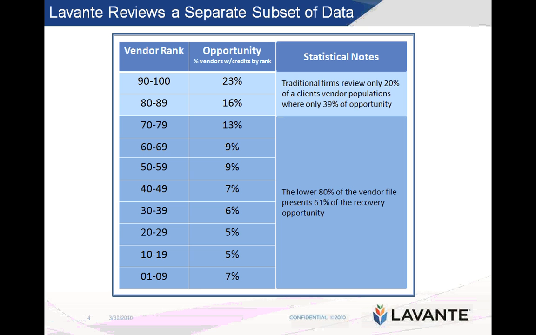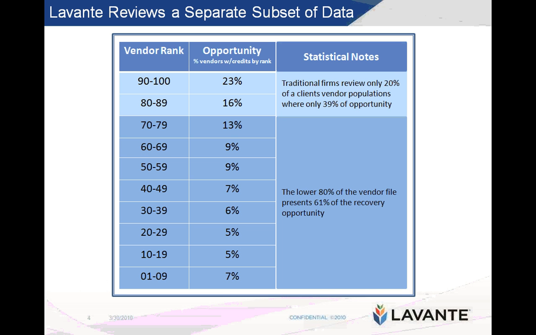If we break your vendor file into 10 percentiles, you can see the left column, which shows your smallest vendors at the bottom, represented by the 1 through 9 rank, and then the largest vendors, the vendors that you do the most spend with, the 90s through 100s. You can see that in the top 10 percentile, 23% of your recovery opportunity is taking place, and then in the next 10 percentile, another 16% of the recovery opportunity is taking place. Now, if you take the high end of our benchmarking survey and say recovery audit providers are looking at your top 20% of spend, they're only paying attention to 39% of the opportunity.